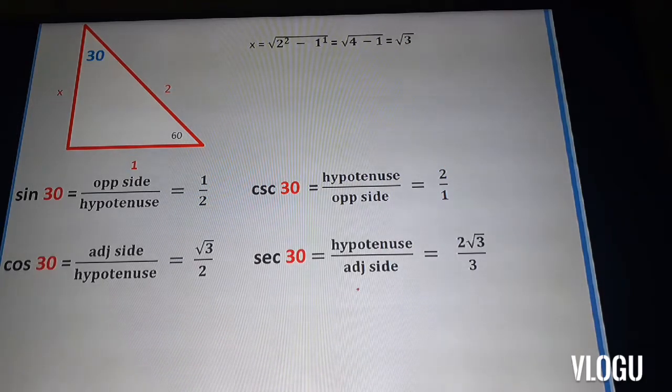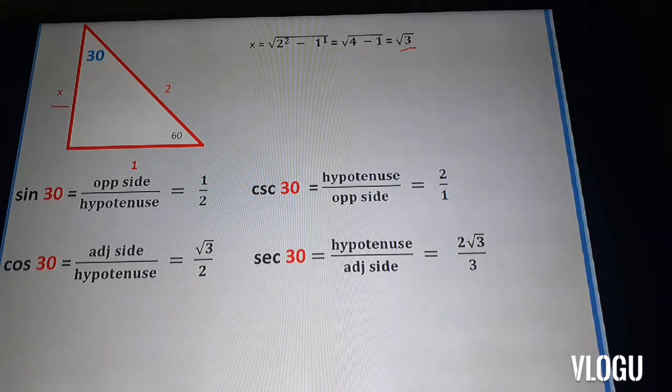For our next, we have the cosine. Our cosine is equivalent to adjacent side over hypotenuse. Our adjacent side is x, which is equivalent to the square root of 3, and that is over the hypotenuse, which is equivalent to 2 units. So our cosine now is equivalent to the square root of 3 over 2. Since ang atin pong denominator is not in a radical form, it is already the simplified form, and therefore that would be our final answer.